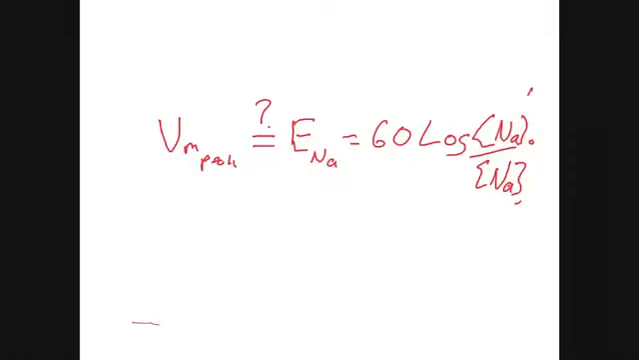Interestingly, the peak amplitude of the action potential approaches the value of the sodium equilibrium potential, which if you plug in these numbers, you come up with a value of plus 55 millivolts. That means if the membrane was only permeable to sodium and no other ion, you would have a potential difference across the membrane of plus 55 millivolts.